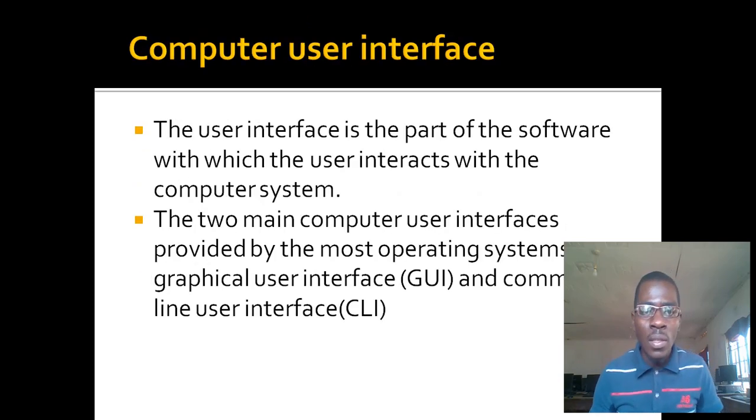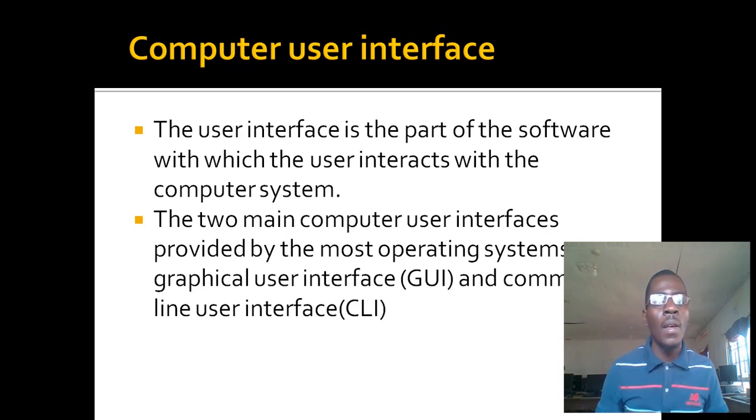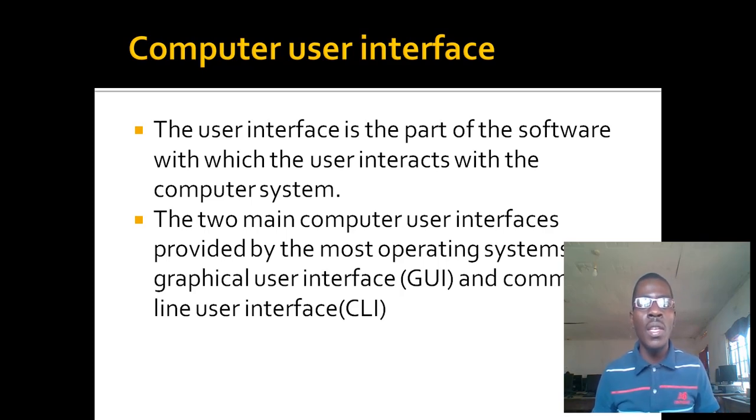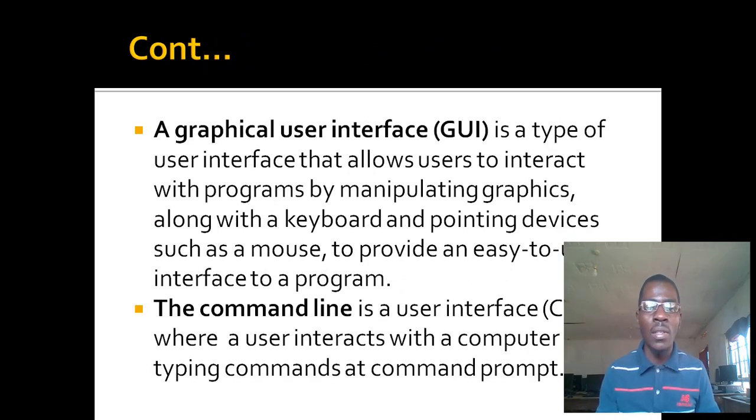Let us move on to what computer interface means. Here we are saying the user interface is the part of the software with which the user interacts with the computer. There are two types of interfaces. We have the graphical user interface and the command line interface, whereby the graphical user interface is a type of interface that has different menus. It has menu graphics and so on.